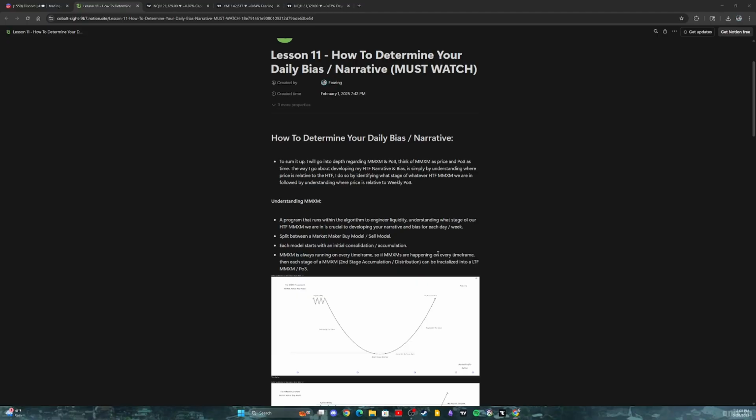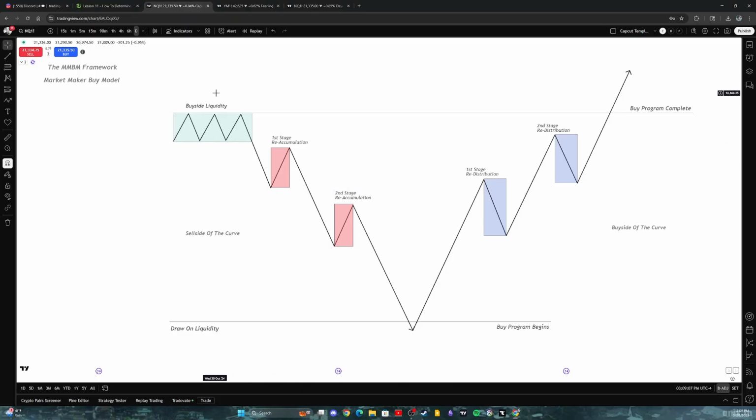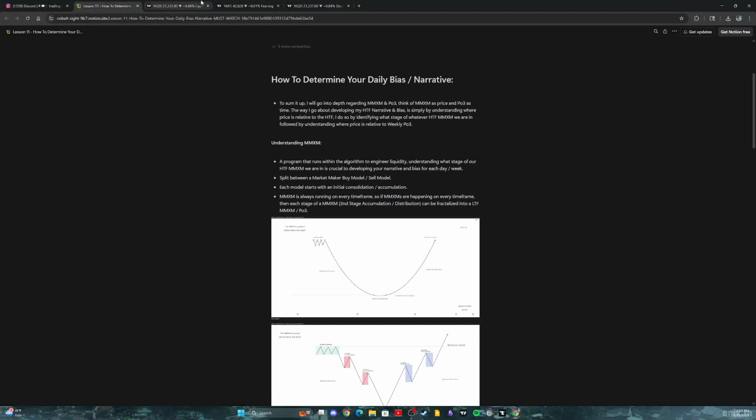Something to keep in mind is that even when price is in a higher time frame market maker buy model, we can still see lower time frame market maker sell models. Think of it in terms of this: if we are within a higher time frame market maker buy model, and let's just say this is a daily market maker buy model, each first stage reaccumulation and second stage reaccumulation can be represented as a lower time frame market maker sell model. If we fractalize this, we can see that happen within the first stage reaccumulation. So that's how it works.